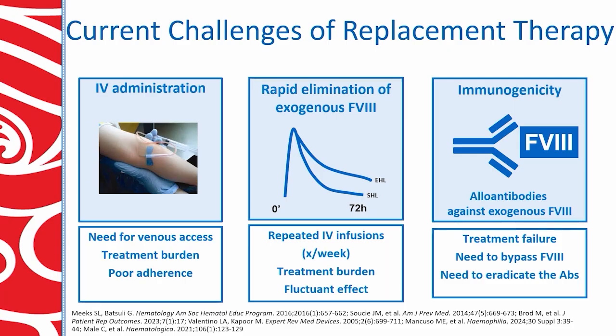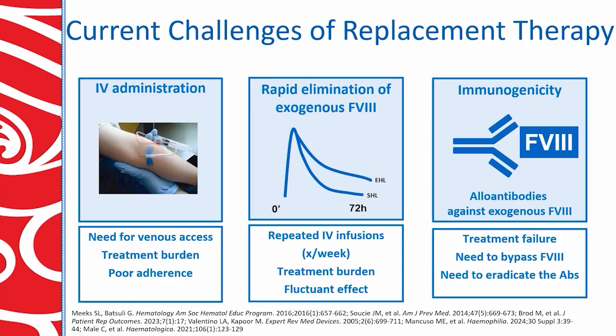The first major challenge is the IV administration. Clearly, the need for venous access is there, and there is a major treatment burden with this, and not every patient can adhere to this. Venous access can be highly problematic in young children and in older patients. The second limitation is the rapid elimination. It has been successful over the last decade to improve the permanence of factor VIII in the blood, but still, many patients need to be treated at least once a week with the most recent version. Huge treatment burden, and also there is a fluctuating effect that impacts the patient's life.